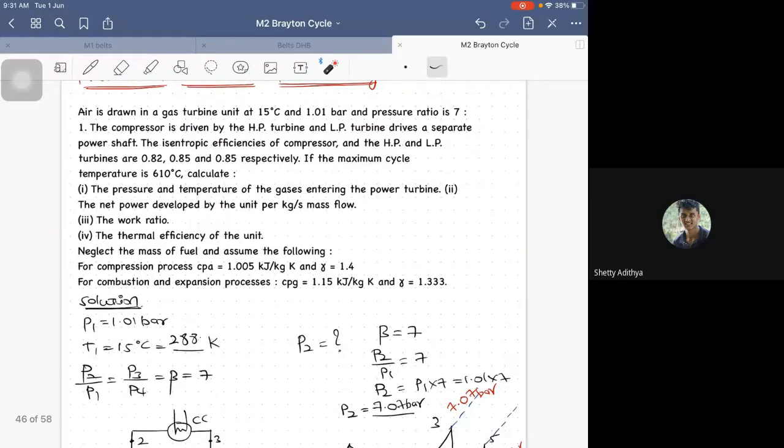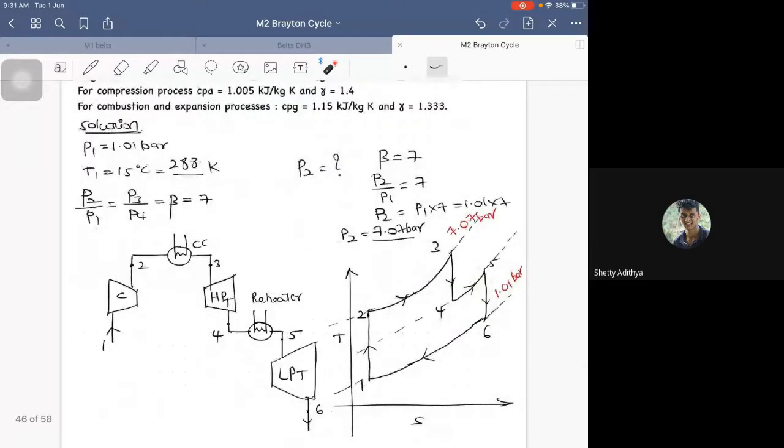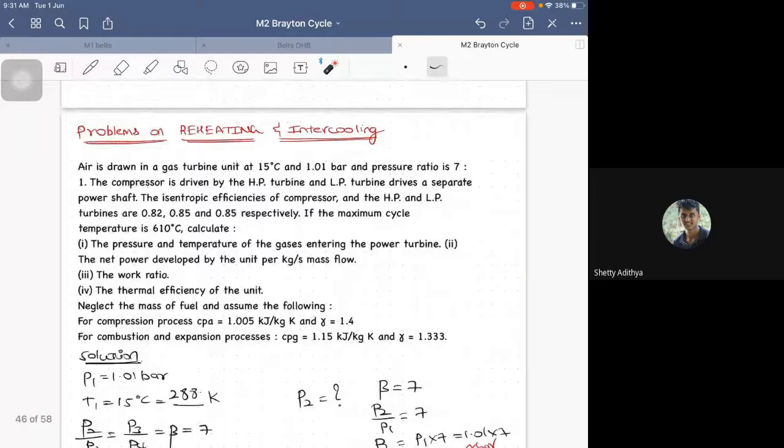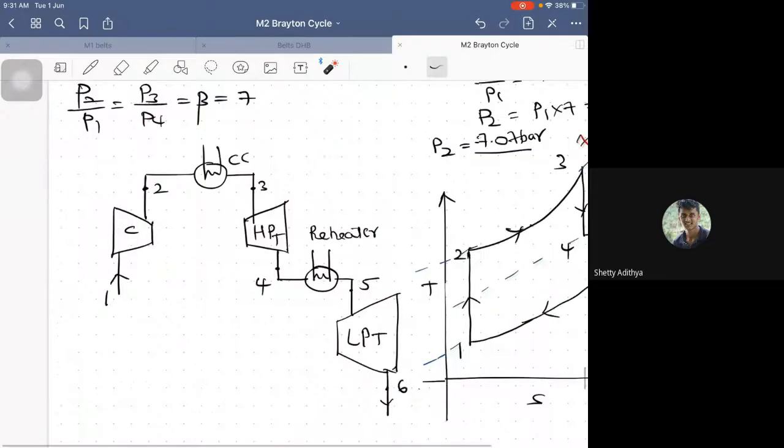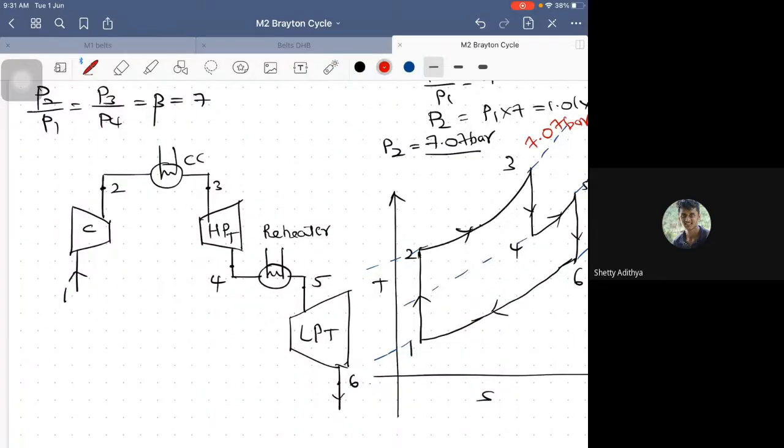Okay, now there is one more thing, guys. He says clearly here, the compressor is driven by HP turbine. That means your compressor is there, no? It is driven by HP turbine. That means whatever the work output which is generated by the HP turbine, it's being transferred to the compressor.